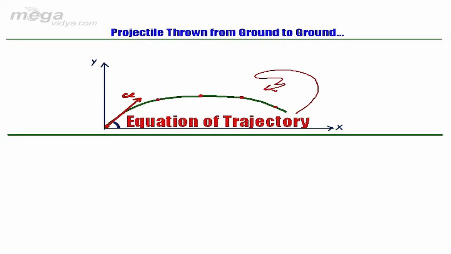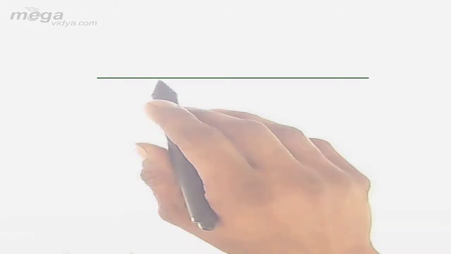Projectile thrown from ground to ground. Equation of trajectory means we are talking about the relation between x and y. Here in the equation of trajectory we will achieve the equation of its path, meaning y is a function of x. We are considering a very basic situation in which a projectile is thrown from ground to land again on ground.